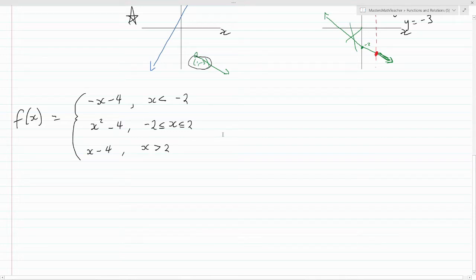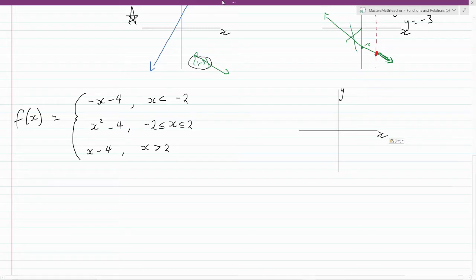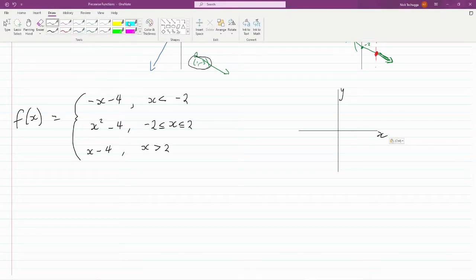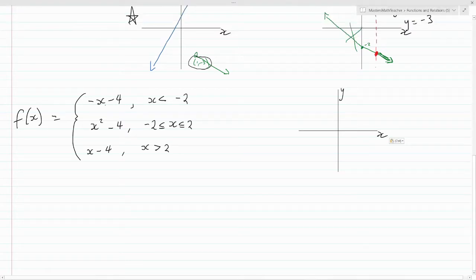Alright, so again, we're going to pull up an ordinary graph to figure out what's happening with each color, and then we're going to put it all together in a main graph. So we'll do blue for the top. This is our negative x take 4 graph. So it's a negative gradient, and it's got an intercept of negative 4. So it's down here, negative 4, and it looks something like this.